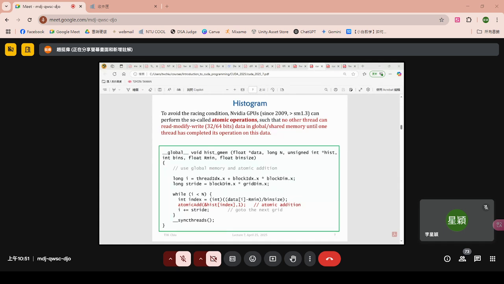Memory is allocated for the data already in the host, and then the histogram in the host. Of course, you have to check whether the memory allocation is okay or not. Then initialize the data. Here I try to generate a set of random numbers with this SRAM.